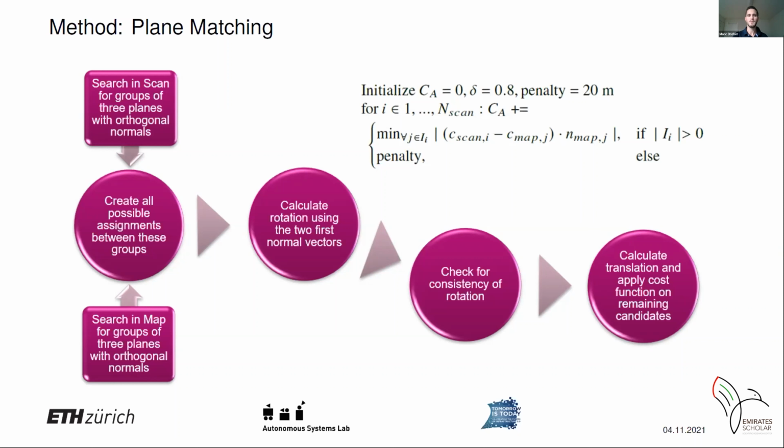Then we form all 6 possible assignments by permutation between one group from the scan and one group from the map. If the algorithm is not able to form such groups because not enough planes could be extracted, the algorithm terminates with an appropriate message.